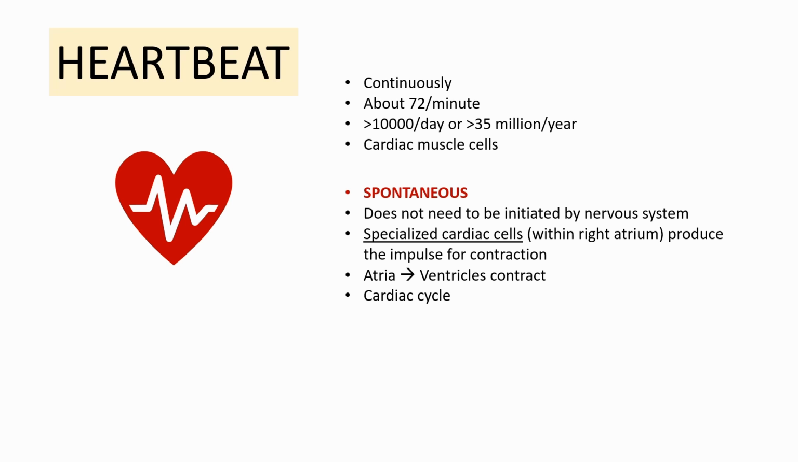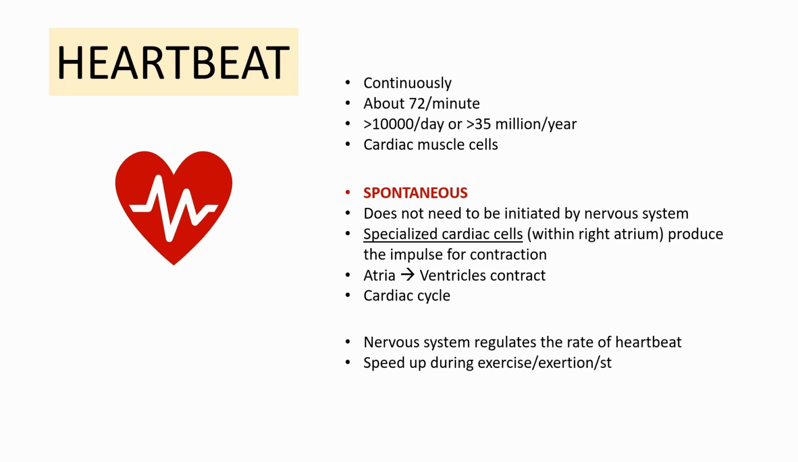Now, although the nervous system does not start or stop the heartbeat, it can regulate it. Essentially, this means that when your body needs more blood, more oxygen, more nutrients, the nervous system will speed up the heart, for example, during exercise or exertion or stress. And when you go back to your normal resting position, the nervous system will slow down the heart rate. The speeding up is done by the sympathetic nervous system, and the slowing down of the heart is done by the parasympathetic nervous system.